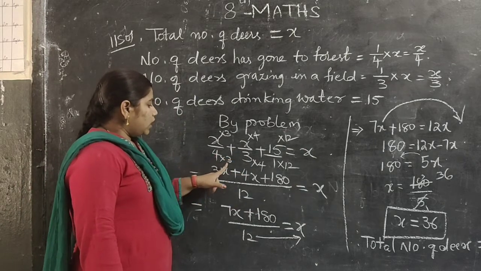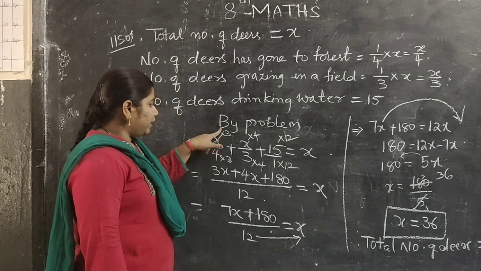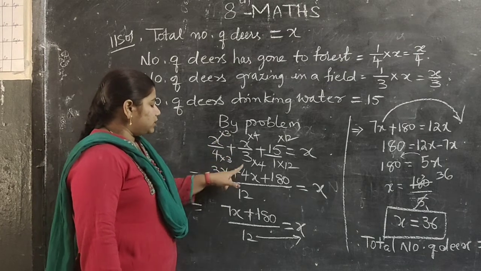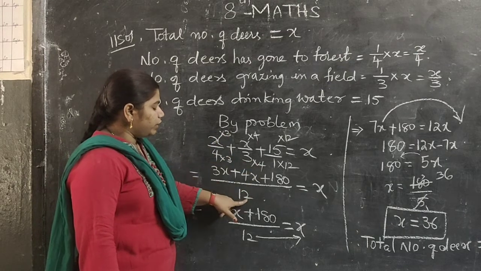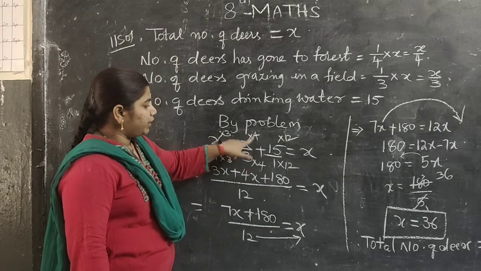So for 4, how much will you multiply to get 12? That is 3 times. That 3 I am multiplying in numerator and denominator. So 3 into x will be 3x, plus. For 3, how much will you multiply to get 12? That is 4, since 4 threes are 12. So this 4 I am multiplying in numerator and denominator.